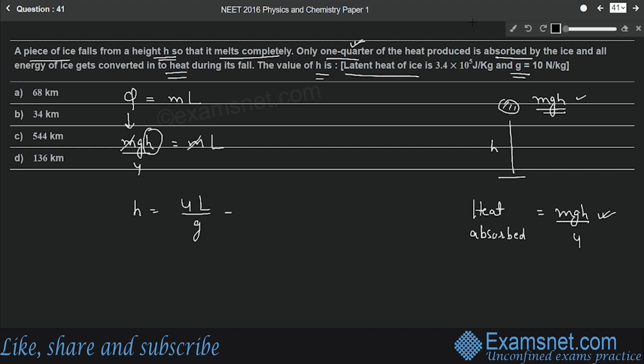Now we just have to put the values. So 4 into L, which is given as 3.4 into 10 to the power 5, and g is 10. On solving this we'll get 136 into 10 to the power 3 meter. But the options are given in kilometer, so it will be 136 kilometer. This will be your answer. So option D will be the correct answer.